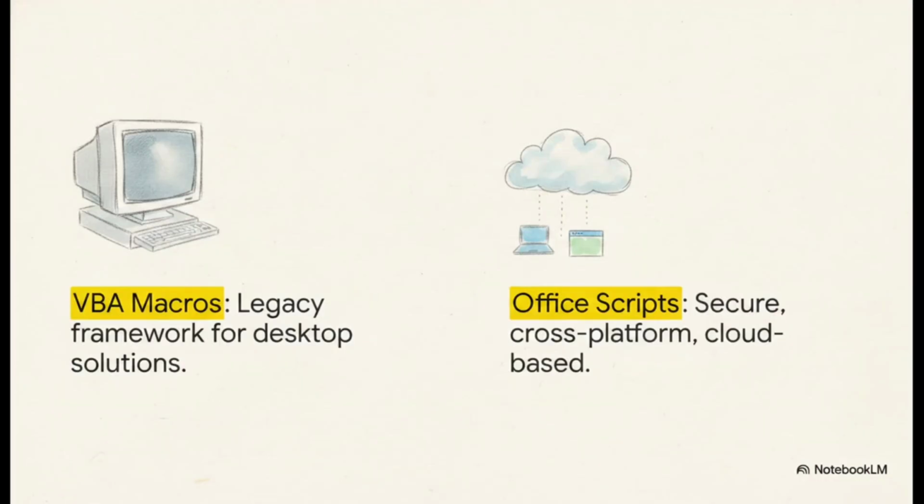Which brings us to Section 5, the future of automation. With your pipelines bringing data in, let's look at automating how you push it out. Now, VBA macros are kind of a legacy framework, strictly restricted to local desktop solutions. The future? It's Office scripts. Built on standard web languages like TypeScript and JavaScript, they are highly secure, cross-platform, and run entirely in the cloud. So they work seamlessly whether you're on a PC, a Mac, or even directly in your web browser.